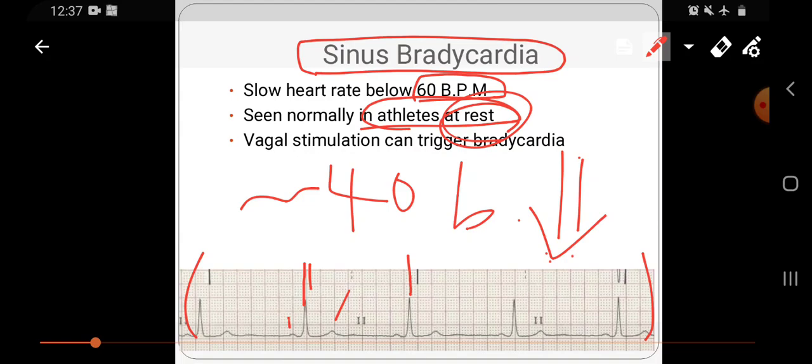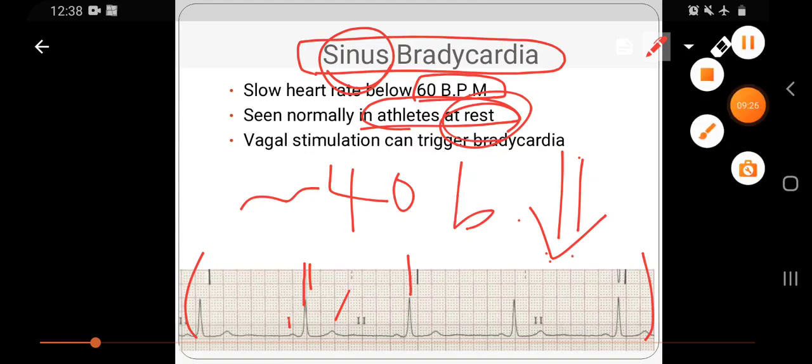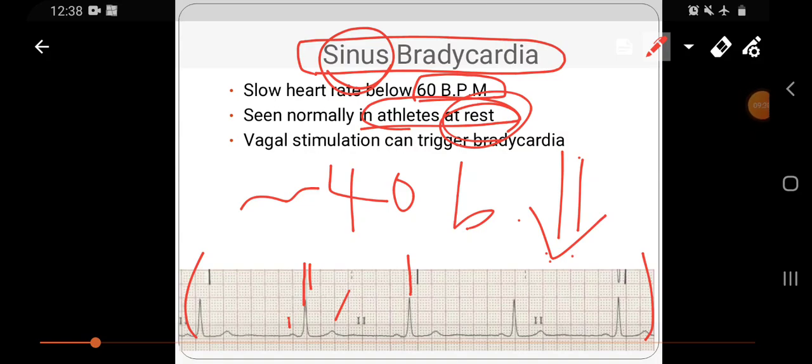Okay, and we said that it mostly comes from parasympathetic stimulation. If we have an increased parasympathetic tone, this will lead to sinus bradycardia. Again, here you have to remember, and we say it is sinus because the depolarization wave starts as usual within the SA node and it spreads in its normal pathway, but the rate is decreased.